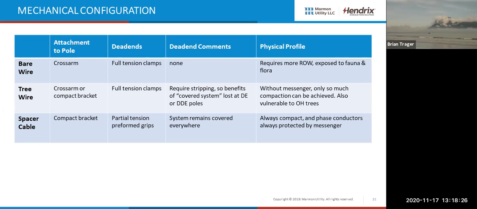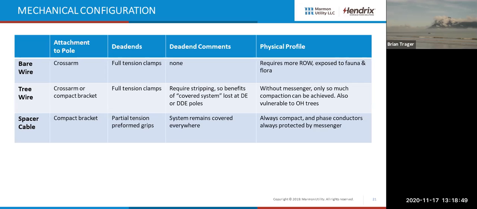When I talk about the physical profile, bare wire obviously requires more right of way and is exposed to fauna and flora, always. With tree wire, without the messenger, there's only so much compaction that can be achieved. But it can be compact, but not as compact as spacer cable. And it's also vulnerable to overhead trees.